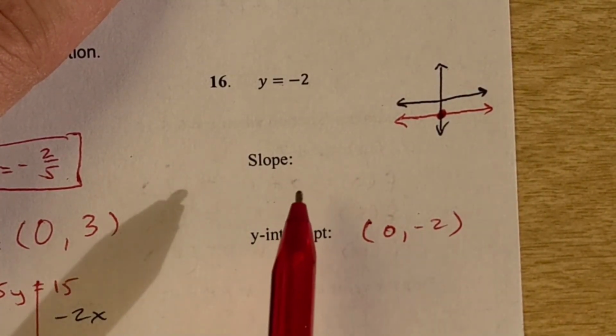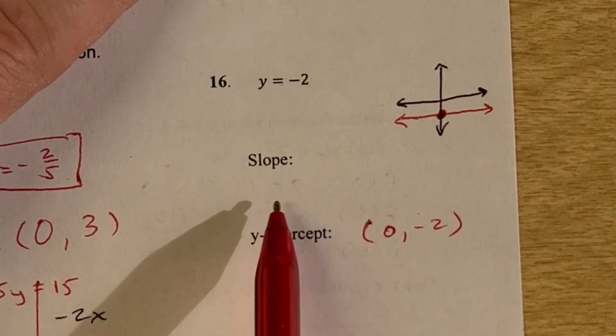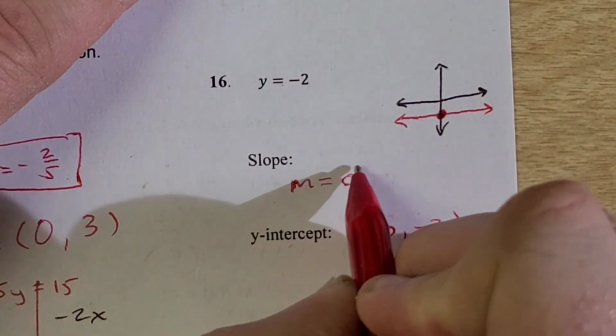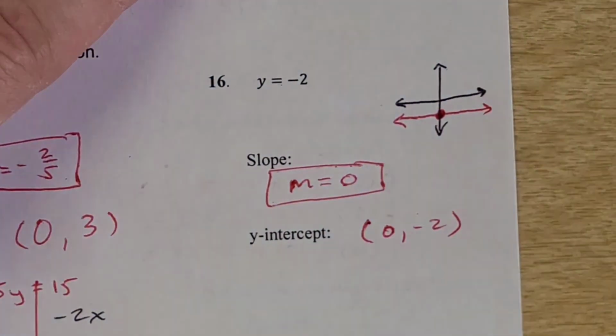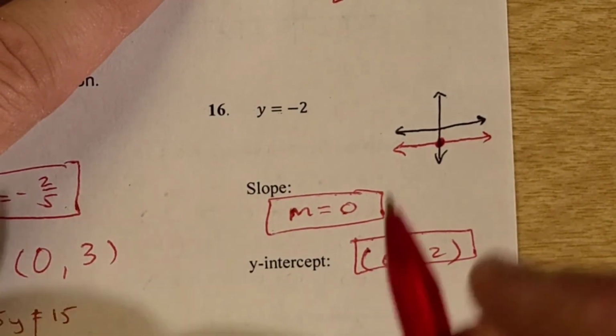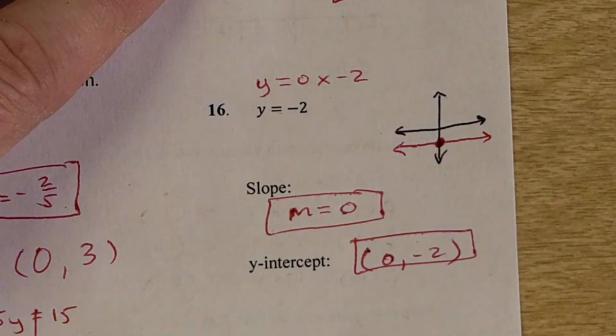The slope, depending on how well you paid attention in class, might be trickier, but a flat line always has a slope of 0. In class, we did talk about how you could rewrite this as y equals 0x minus 2 if you want, and then it becomes a little bit more apparent that it has a slope of 0. But that's it.